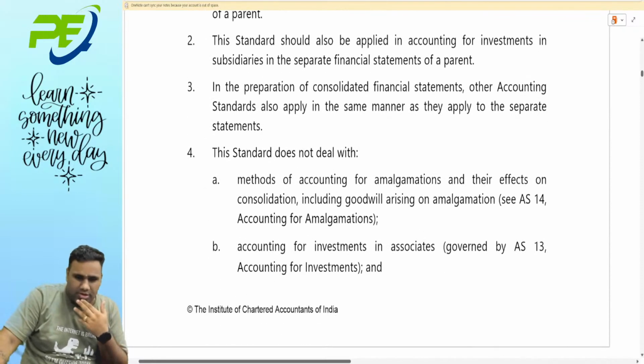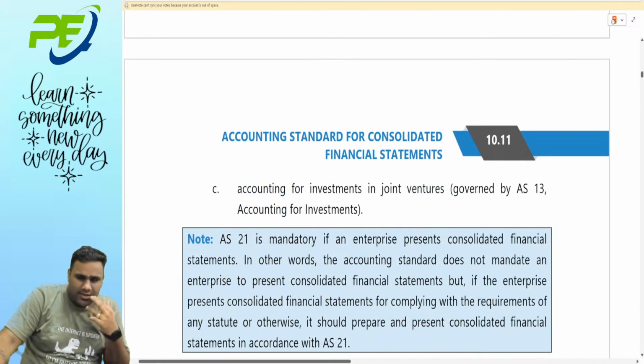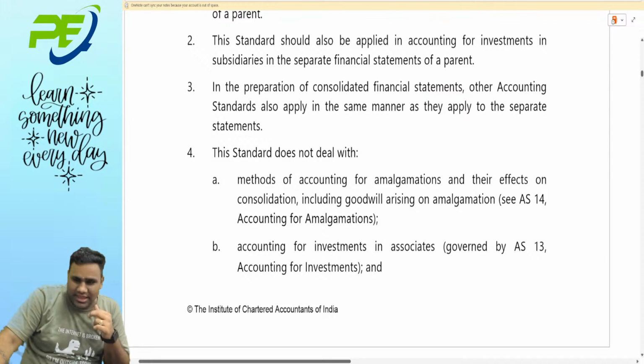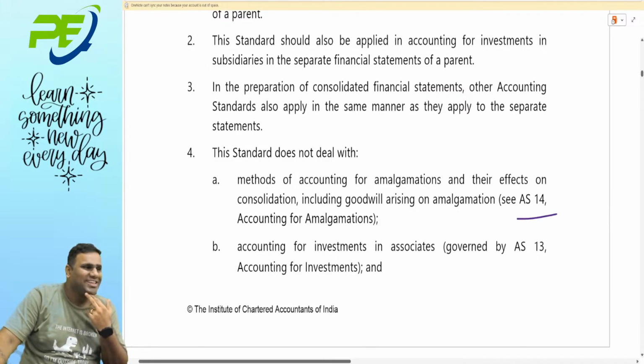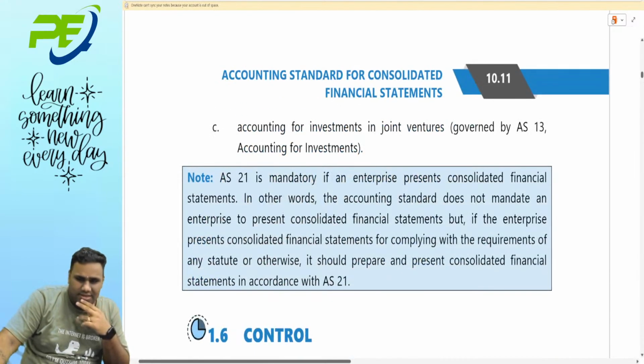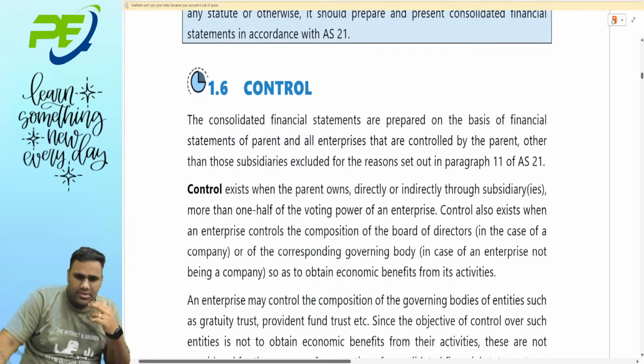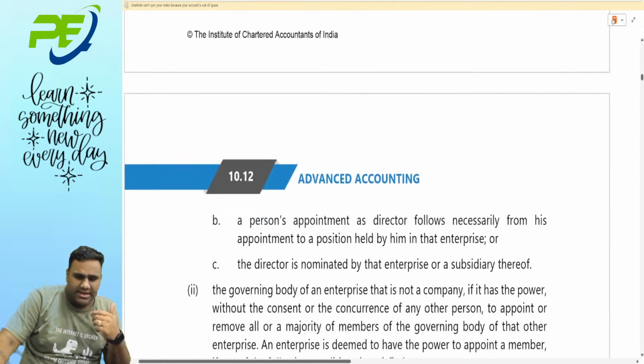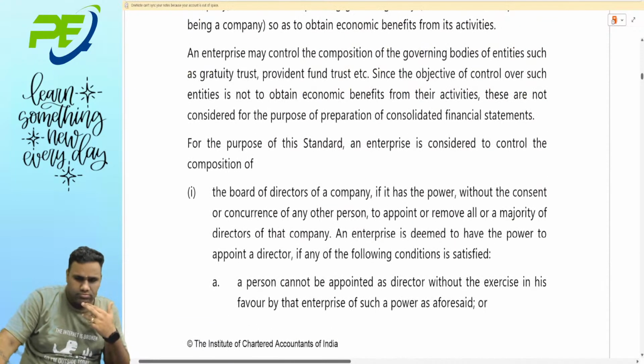Scope, not so important. And here you see standards AS14. What is AS14? Amalgamation. AS13. Now control. The same points are being repeated again and again.